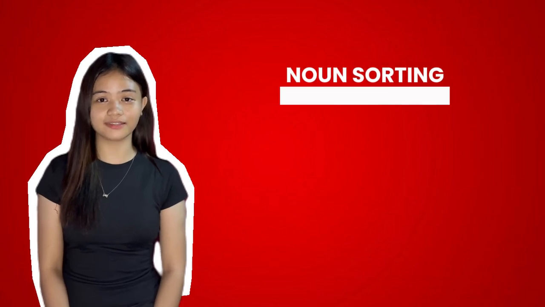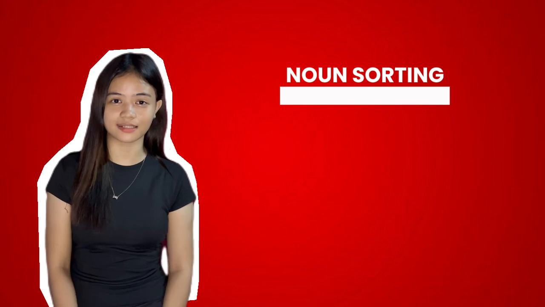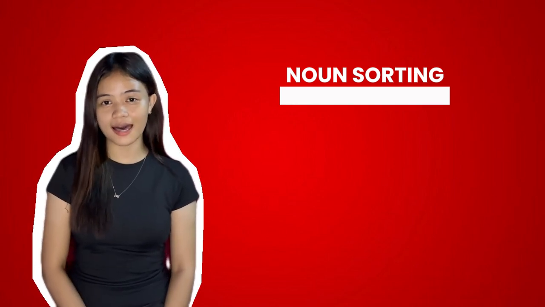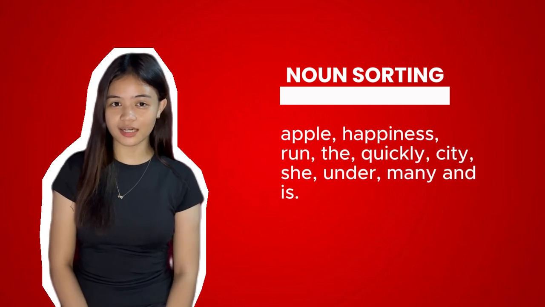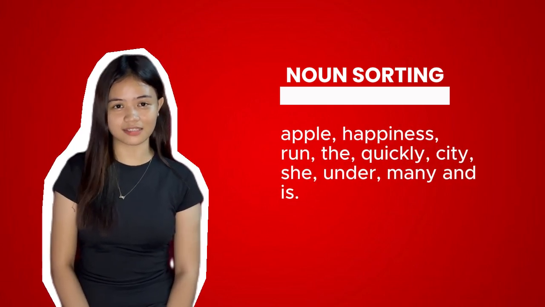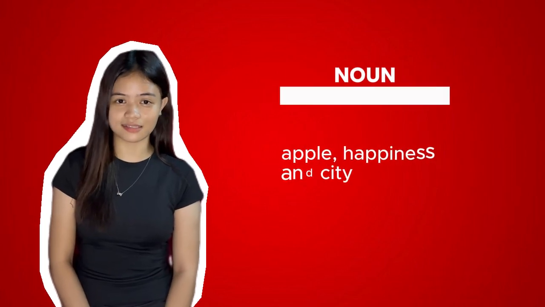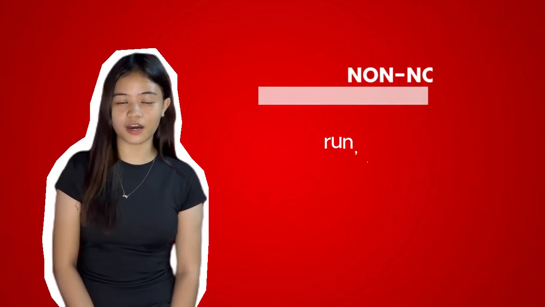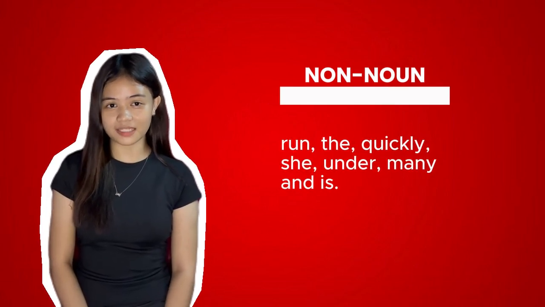Now, let's have the interactive activity called noun sorting. I'll provide a collection of words and you sort them into nouns and non-nouns. The words are apple, happiness, run, the, quickly, city, she, under, many, and is. So, correct. For the nouns, we have apple, happiness, and city. And for the non-nouns, we have run, the, quickly, she, under, many, and is.